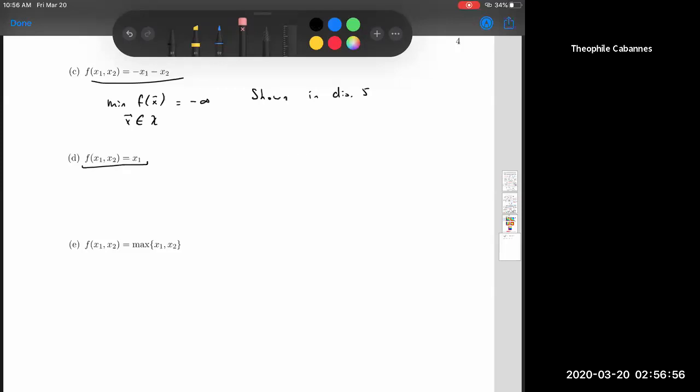Here there's an easier way to do it. So x1 greater than 0. This is one of the constraints, which implies that f of (x1, x2) equal to x1 is greater than 0. This is constraints.